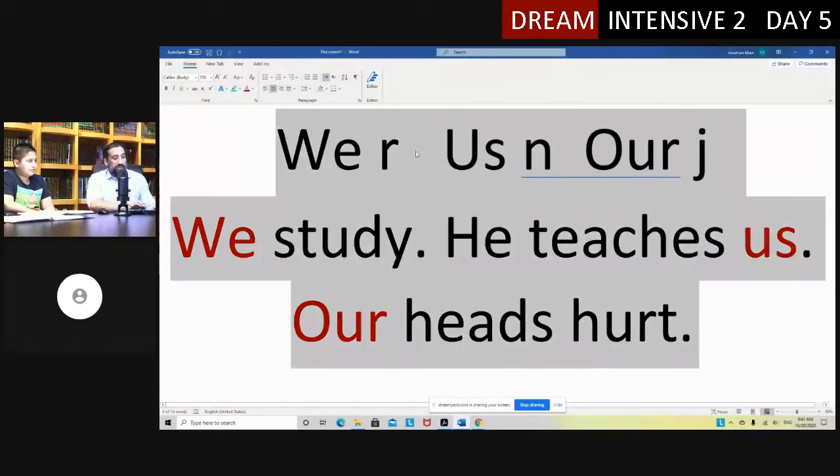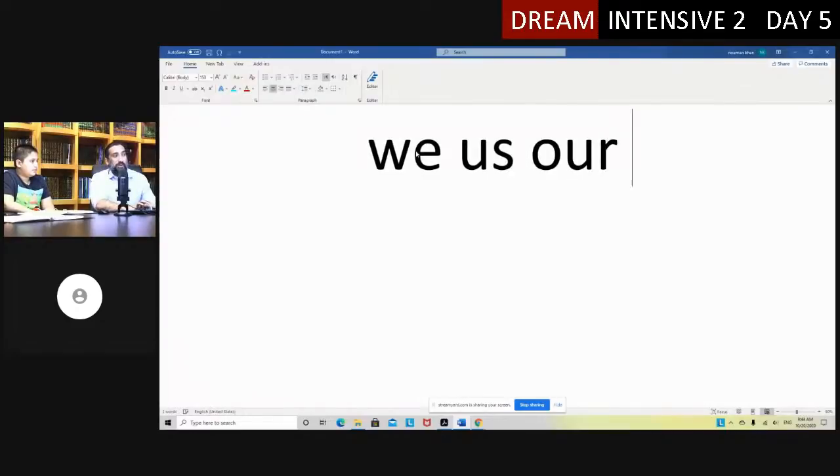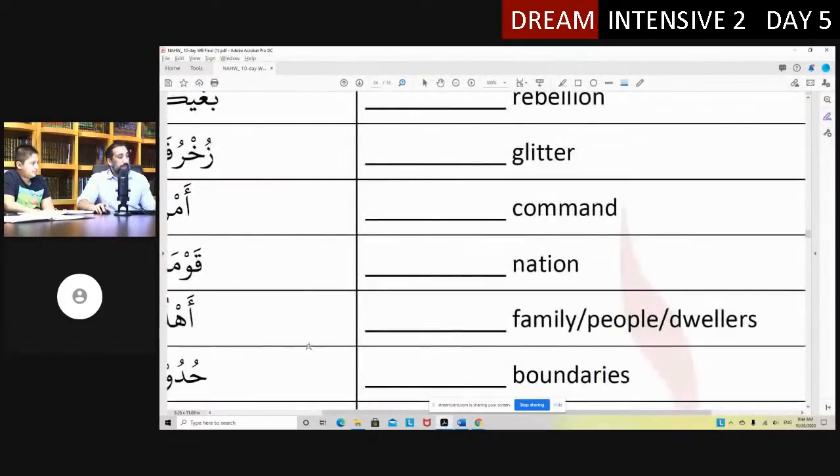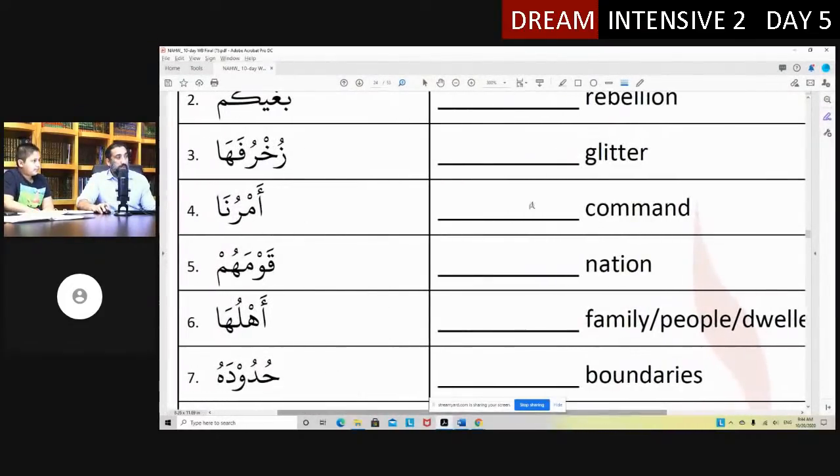But obviously in English, we and us and our are all talking about us, right? But you have to pick the right word. So here, amruna, because it's a mudaf ilayh, it's jar. So it's our command.